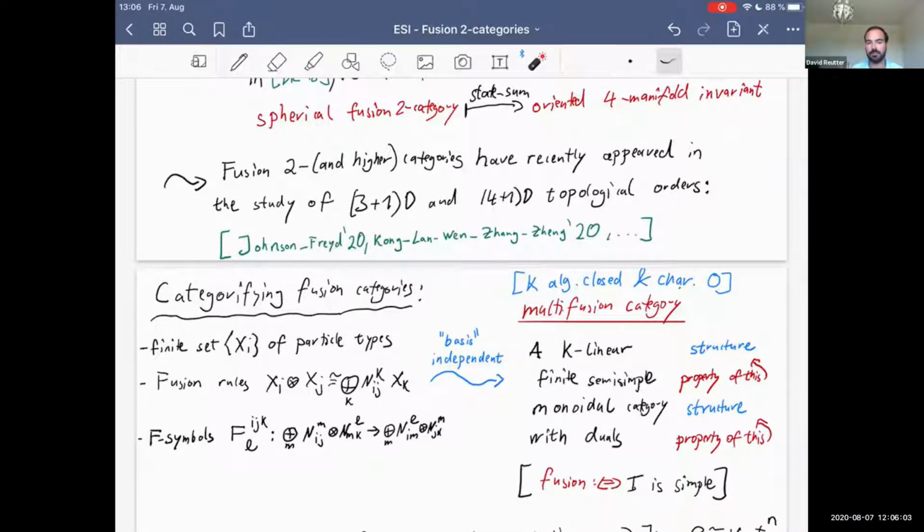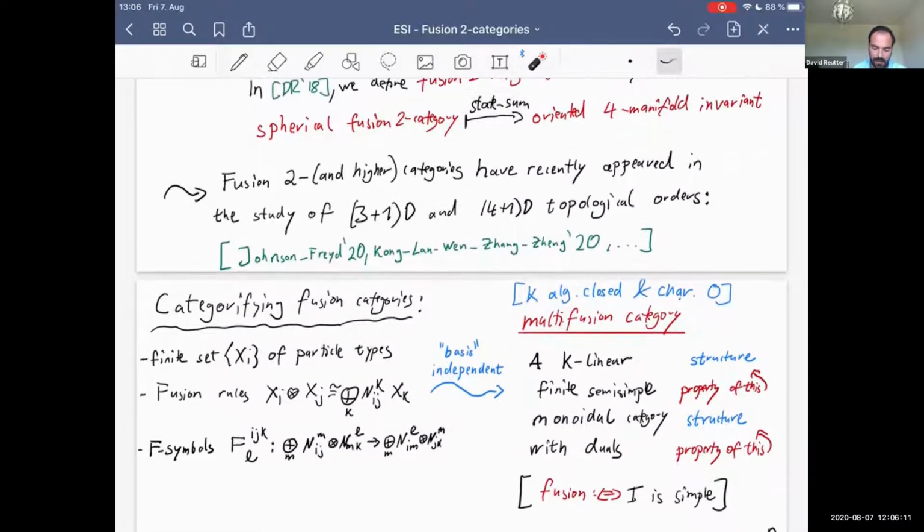And so later on, again, this will be an easy additional restriction to go from multifusion 2-categories to fusion 2-categories. Okay, now to categorify fusion categories, we should therefore first categorify what finite semisimplicity means. So K-linear 2-category is easy, but what is finite semisimplicity? What's a good categorification of finite semisimplicity?